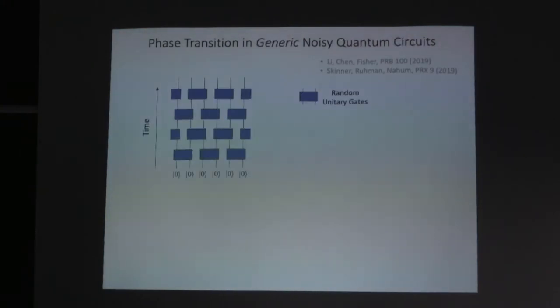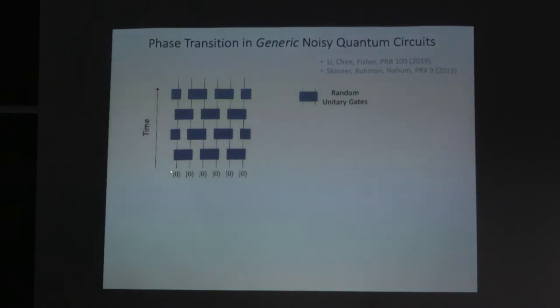Recently, this problem has resurfaced in these two papers, where they pointed out that this phase transition is maybe a more generic behavior, rather than only happening in a fine-tuned quantum circuit. So they considered generic quantum dynamics modeled by a random unitary circuit. So let's go very slowly.